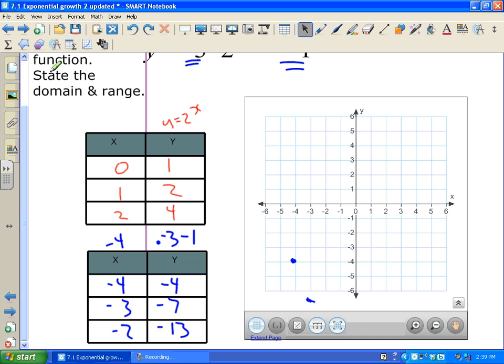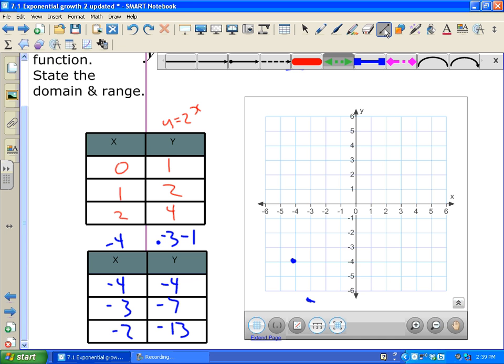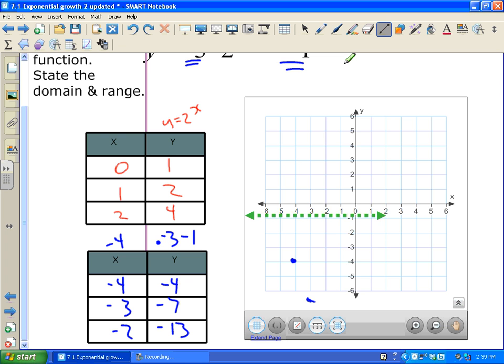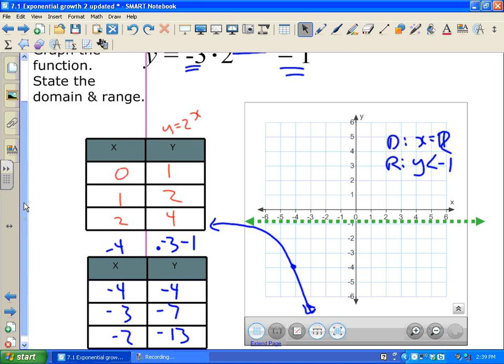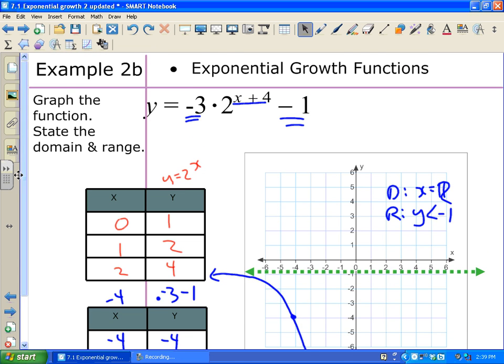My asymptote, as I already said, is going to be at negative 1. And all we have to do is connect those dots and play doctor. Domain, all real numbers, range. This time y is going down. It's going to be less than negative 1. Wherever our asymptote is, it's going to be greater than, or it's going to be less than. Okay, you pretty much have graphing exponential functions.